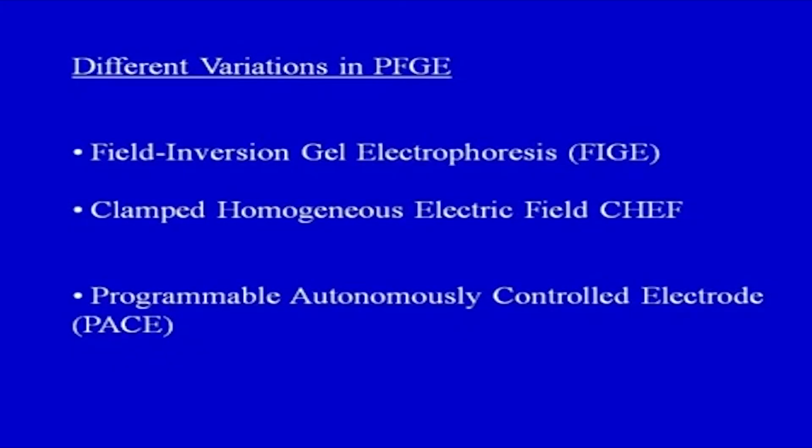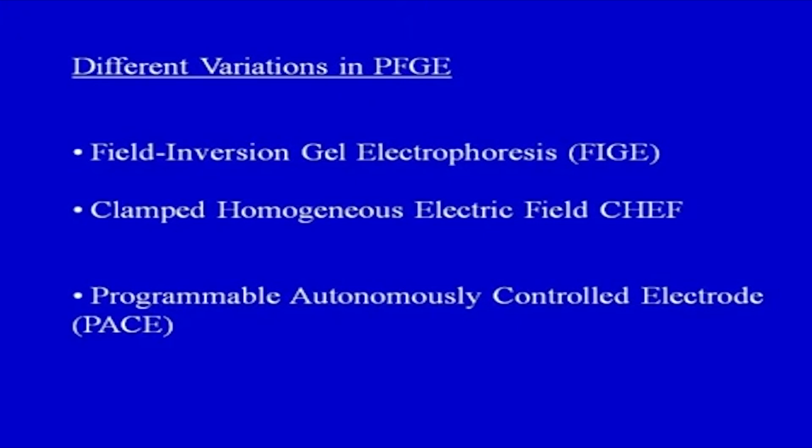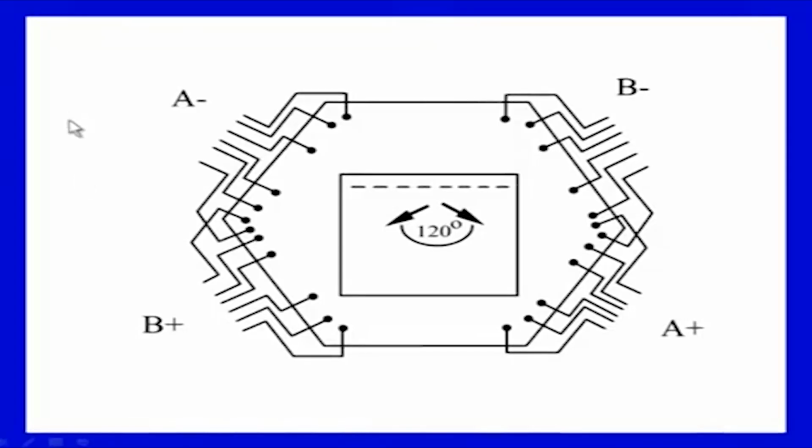Now, there are a lot of variations in pulsed field gel electrophoresis. I have just listed 3 here. That is field inversion gel electrophoresis, where the applied field is switched on and off at 180 degrees. Then clamped homogeneous electric field, where it is at 120 degrees, and there is a very advanced system called programmable autonomously controlled electrodes, where you can control each of the electrodes separately and can generate a lot of different kinds of variations.